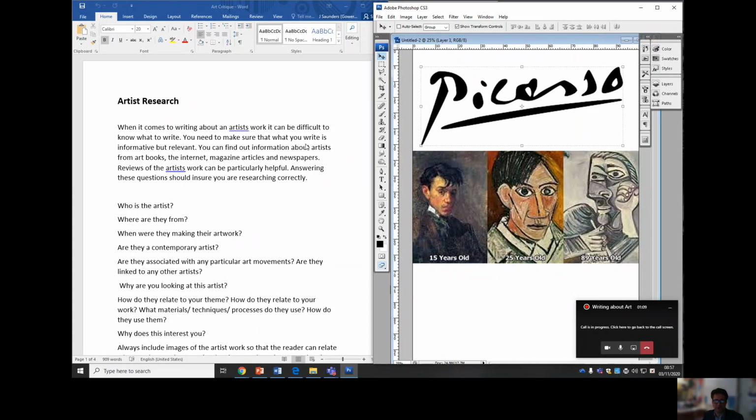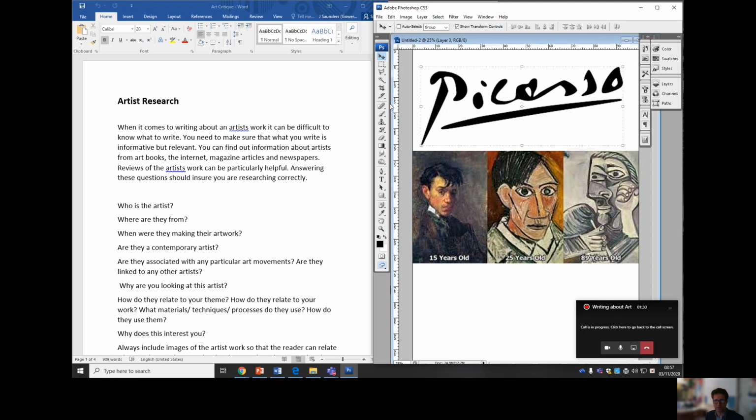Okay, hopefully now you can see on the screen here: artists, research, and Picasso. We're looking at Picasso at the moment because that's our first artist in year 10, but all the things we're talking about today are appropriate for any artist that we look at, from now till A-level on to uni. Okay, artist research.